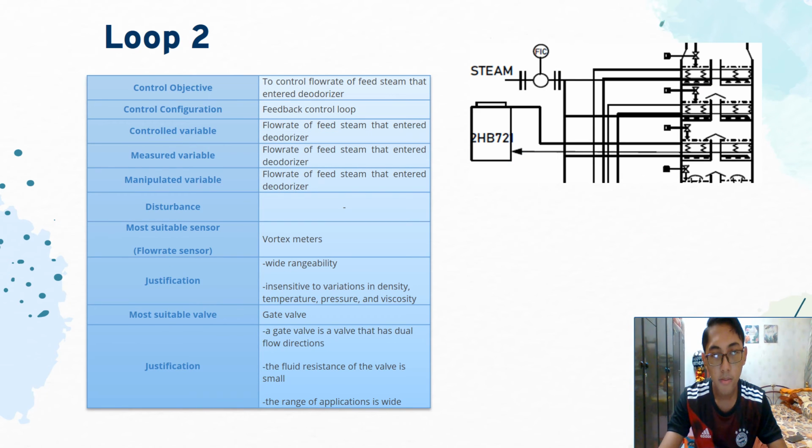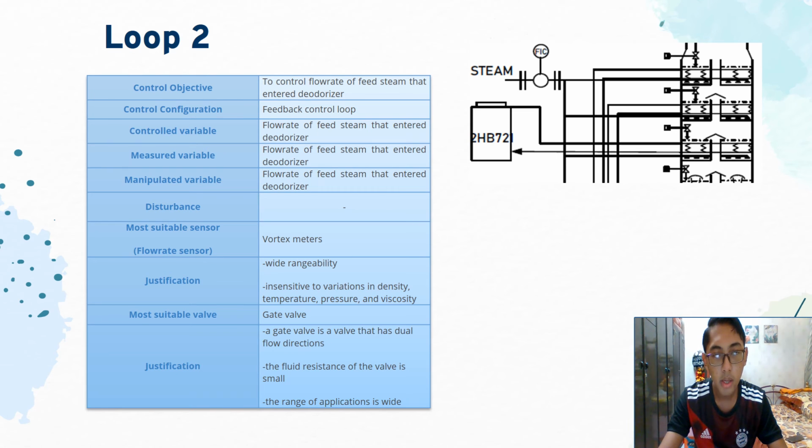The second loop is shown in the figure. For the second loop, the control objective is to control the flow rate of feed steam that enters the deodorizer. The control configuration is a feedback control loop. The controlled variable, measured variable and manipulated variable are the same, which is the flow rate of feed steam that enters the deodorizer.